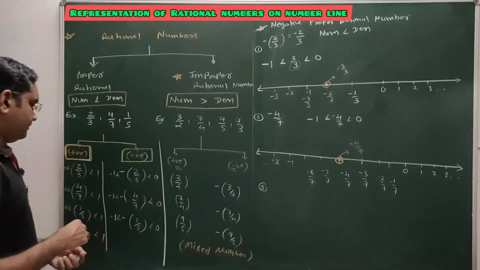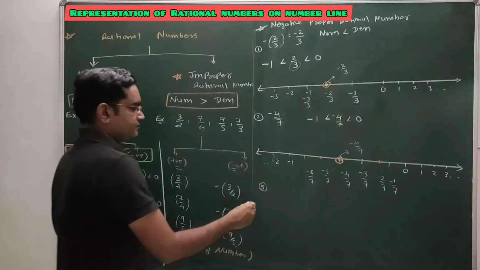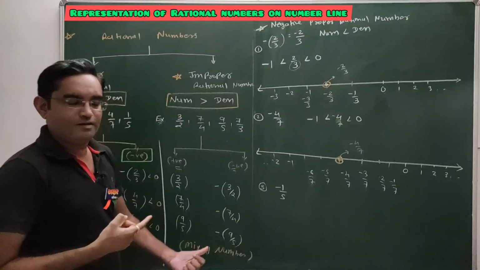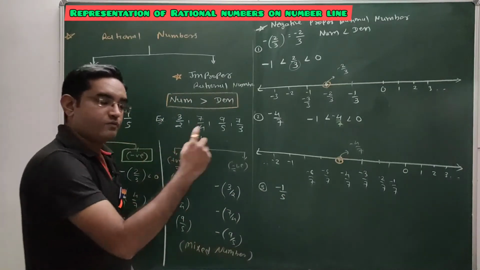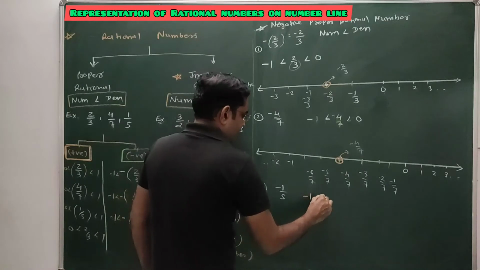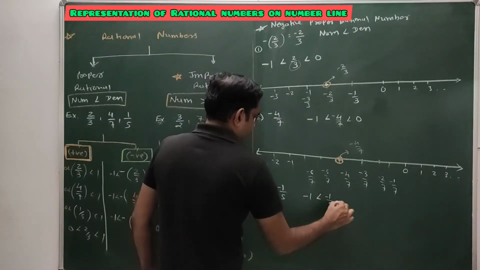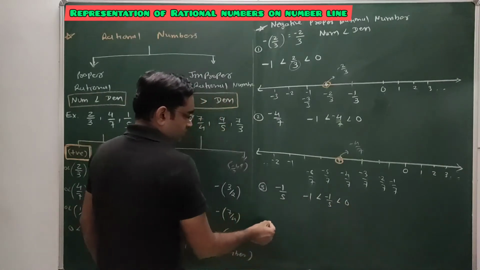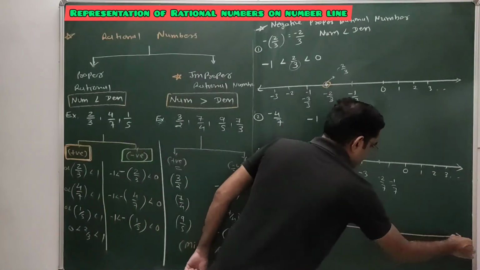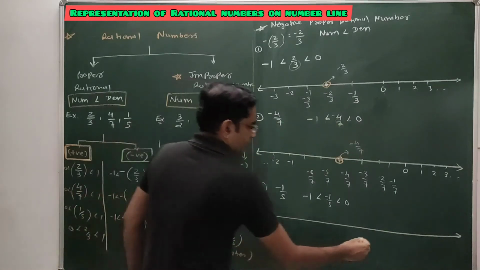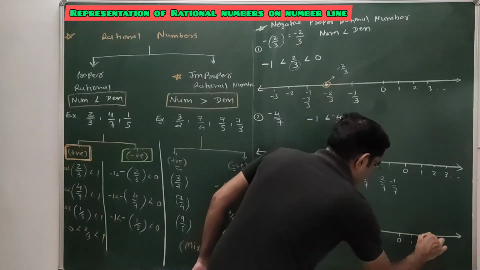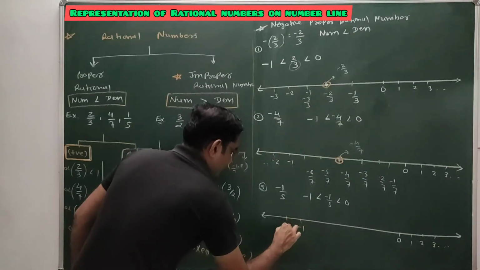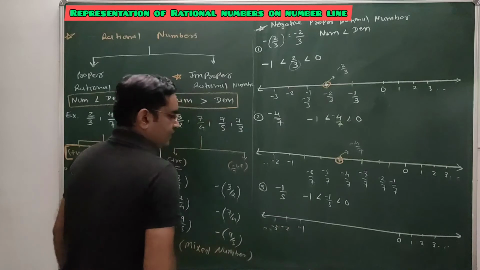Let's try the third sum, that is minus 1/5. How to represent this minus 1/5 on the number line? अभी सबको समझ में आ गया है ना? This minus 1/5 lies between minus 1 and 0. So minus 1 is less than minus 1/5, which is less than 0. So extend the number line between minus 1 and 0. Minus 1 और 0 के बीच में extend करना है. So this one is 0, 1, 2, 3 up to infinite. 0 और minus 1 के बीच में extend कर दिया. ये minus 2, minus 3 ऐसे infinite तक जाएगी.